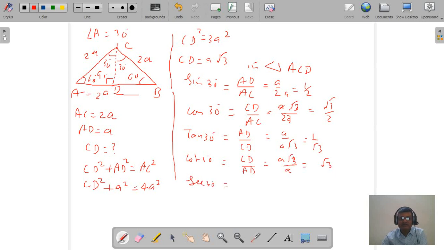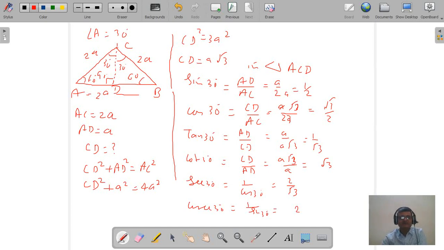Now sec 30 degree. As you know, it is 1 upon cos 30 degree, so this is going to be 2 upon root 3. Now cosec 30 degree, you know that it is 1 upon sin 30 degree, so this is equal to 2. So in this way you can find out all the angles.